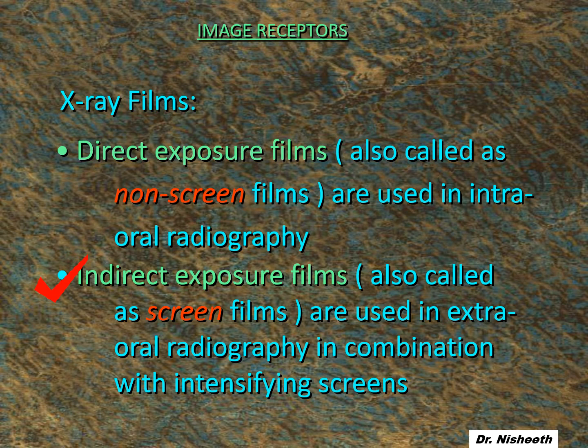The speed of the film is denoted in alphabets, that is A, B, C, D, E, E plus and F. F speed film is the fastest film available till now. All these films are color coded by the Kodak company.